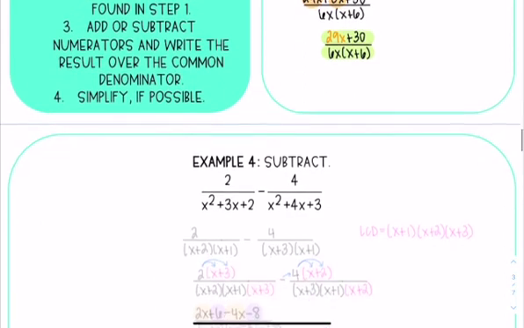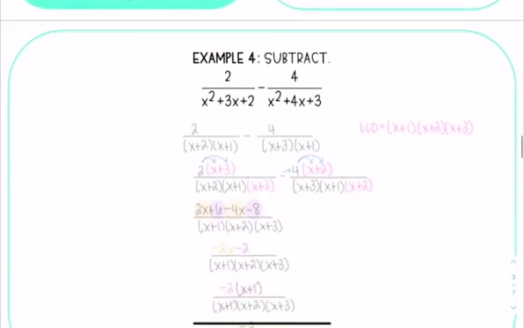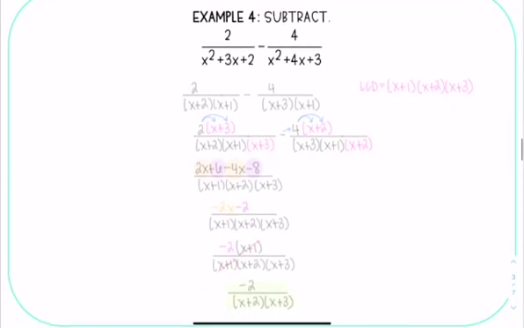Let's go ahead and try another one. We have 2 over x squared plus 3x plus 2 minus 4 over x squared plus 4x plus 3. First thing we need to do is factor the denominators, so that way we can find the LCD. So the denominator of the first fraction is going to factor as x plus 2 times x plus 1.